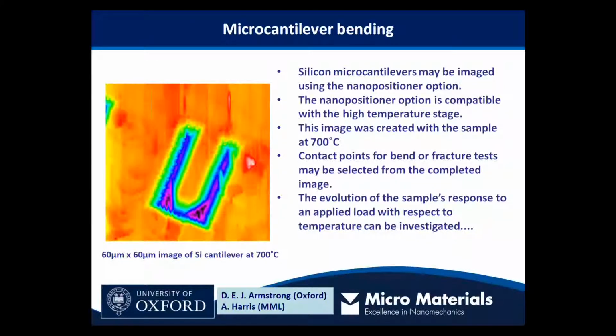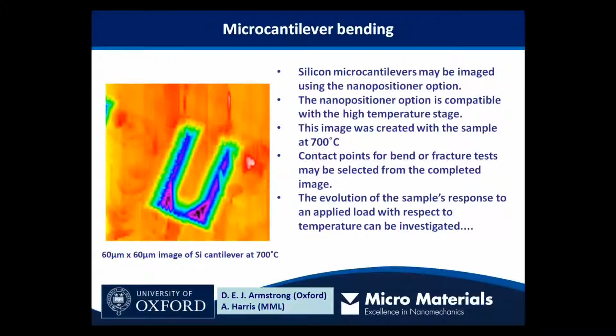Microcantilever bending is another technique which is relatively new to the scene. In this case, a focused ion beam device is used to machine a cantilever or a bend bar, as some people refer to them, into the surface of a material. In this case, the sample is silicon. This image is 60 by 60 microns. This is a fairly wide bend bar. It's about 4 microns wide, and about 30 microns long.